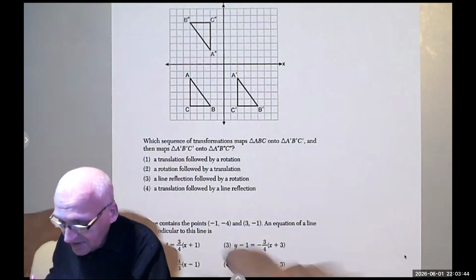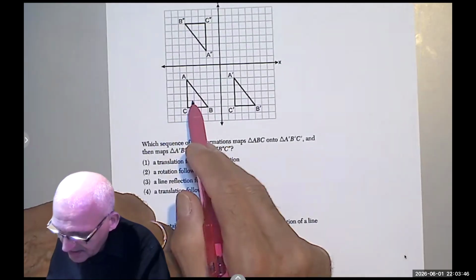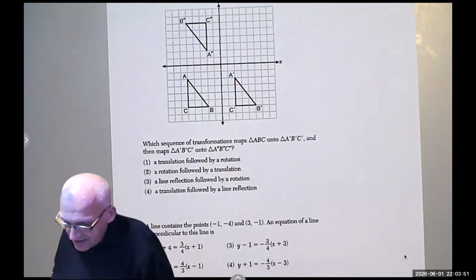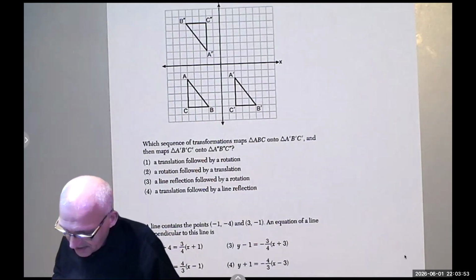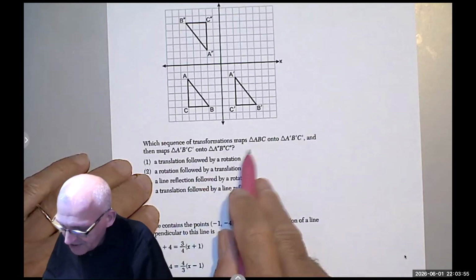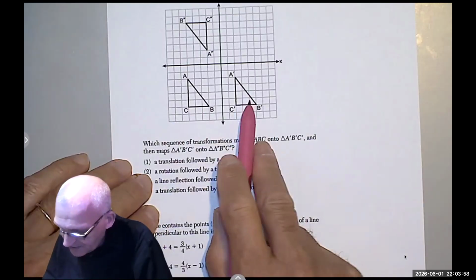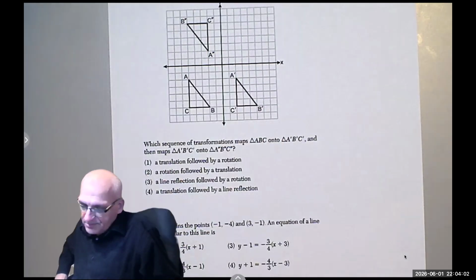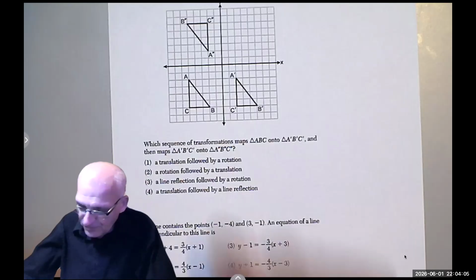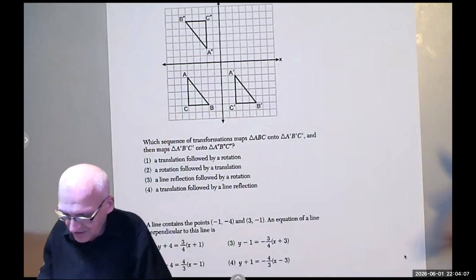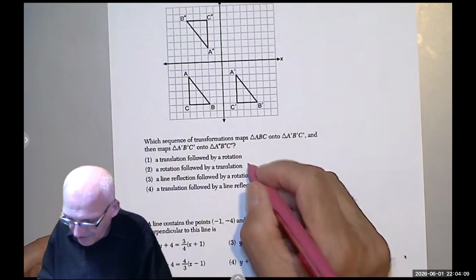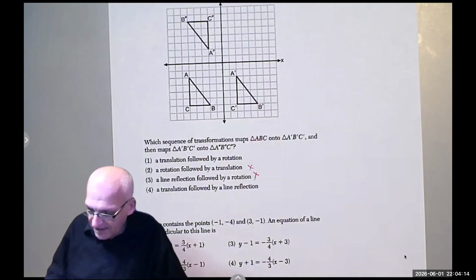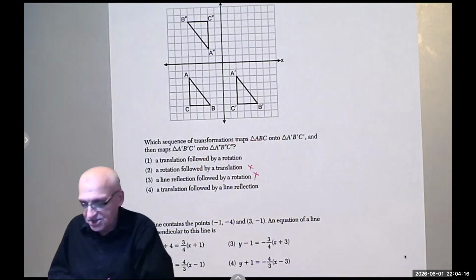Okay, number 11. Triangles ABC, A prime, B prime, C prime, and A double prime, B double prime, and C double prime are plotted here. Which sequence of transformations maps ABC to A prime, B prime, C prime, and then maps this one to A double prime, B double prime, C double prime? So first of all, I have a translation, right? That's the first one. So I can exclude 2 and 3. Okay. Is that translation followed by a rotation or a line reflection?